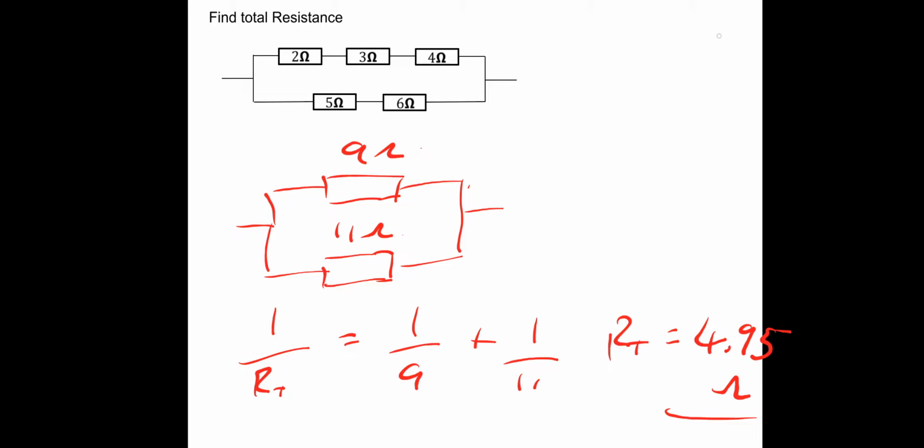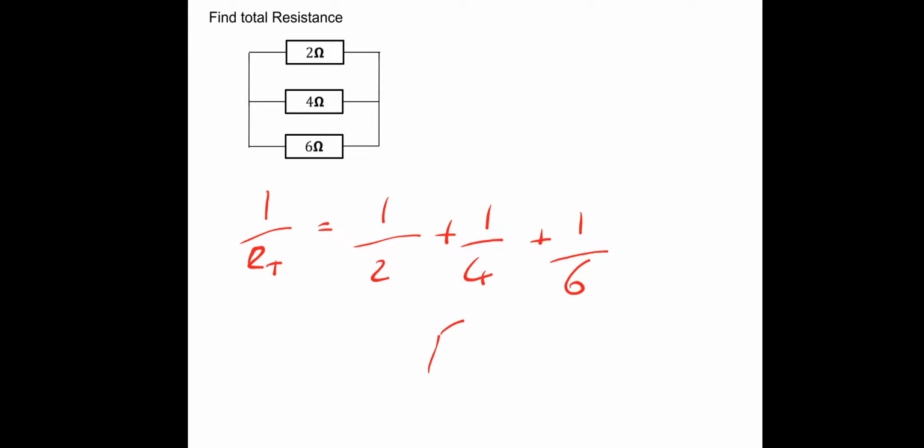Let's move on to the next example. Nice and straightforward. If you want to have a go, just pause. These three are in parallel, so 1 over RT is equal to 1 over 2 plus 1 over 4 plus 1 over 6. Put them in your calculator, which is 11 over 12. Do the reciprocal, 12 over 11. So RT is 1.1 ohms.